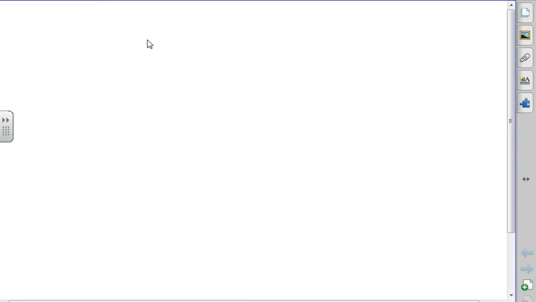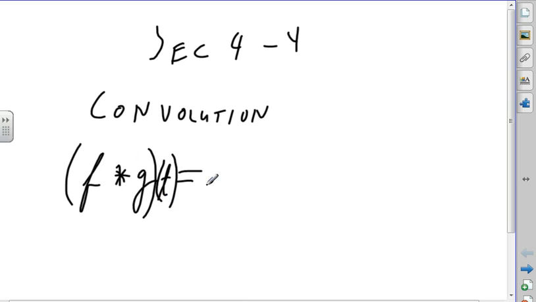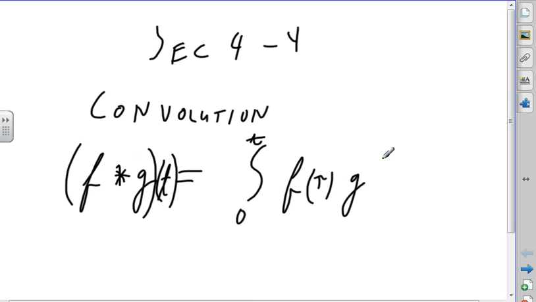Okay, we're in section 4-4 of the differential equation book. And we're dealing with, first of all, the convolution of two functions. So if I'm going to convolute f with g, then I'm going to take the integral 0 to t of f of tau g of t minus tau d tau. And I'm going to be very careful and keep my variables straight so I don't mess them up.